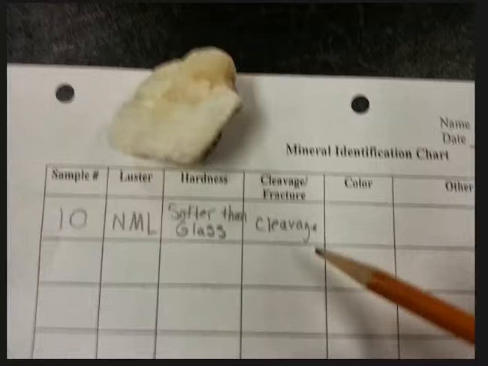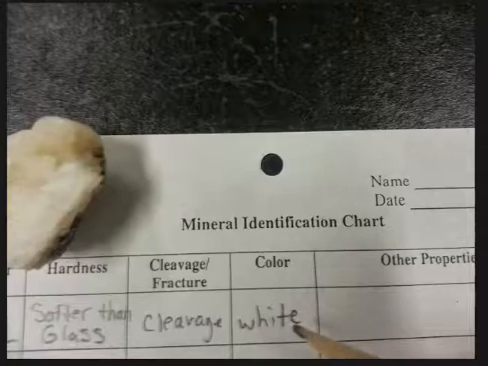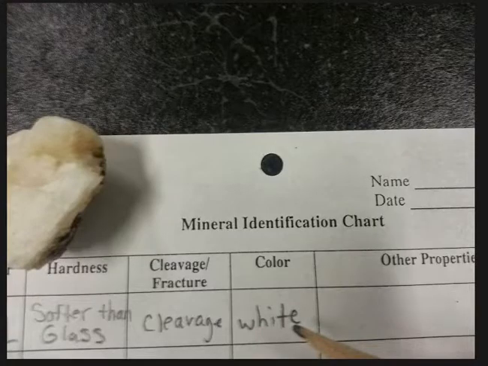Now, having determined that this mineral sample had cleavage and not fracture, we're going to note that on the data table. And then we're going to look at the mineral, and we're going to determine its color. Here, in this particular case, it's kind of obvious that it's white, so we're just going to write white in the color column.